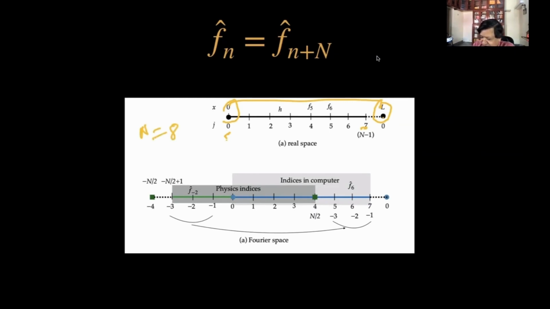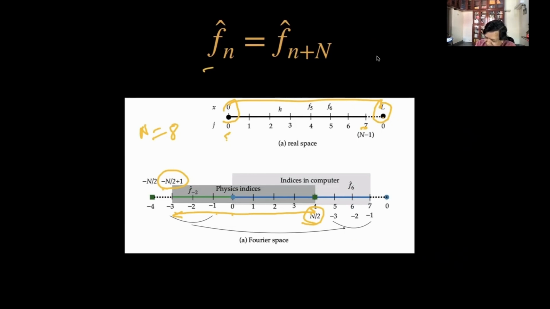In computer notation, if you may recall, my wave numbers go from minus N by 2 plus 1 to N by 2. This was there in the sum. I didn't emphasize it, but there are 8 of them, right? Because it's a one-to-one map. So 8 of them are 0 to 4, and minus 1, minus 2, minus 3. So these are the 8 of them. Okay. So this is the physics or math notation. So there are negative wave numbers and positive wave numbers.